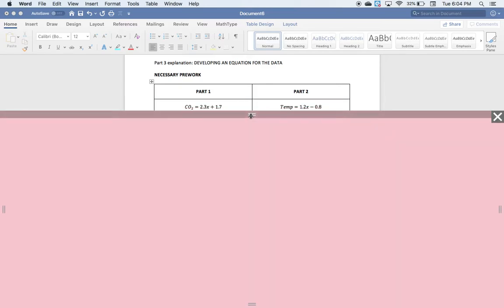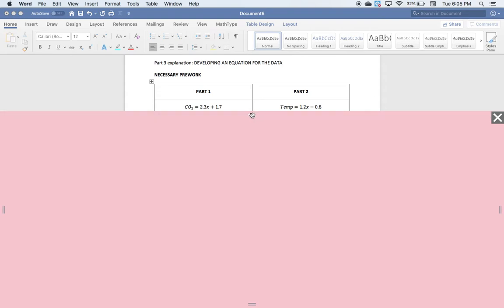The ones that I decided to use are CO2 equals 2.3x plus 1.7. For part two, I decided to use temperature equals 1.2x minus 0.8. Now, know that these are made up equations that I have on the screen. I am just doing this so you can see how to approach it. What I want you to do for yours is make sure you don't have a fraction here. If you do, just divide it and get a nice clean number. It's going to make our life much easier.